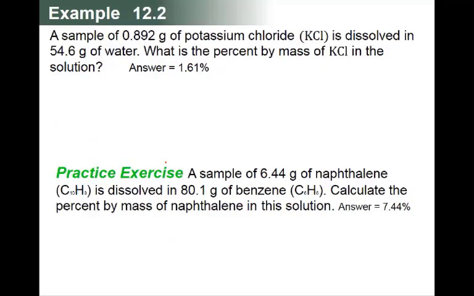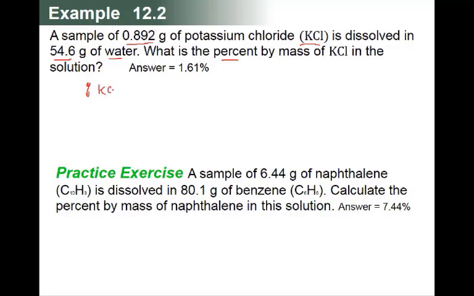Let's come to solve the exercise. So now the first exercise is for the percentage. Percentage is very easy to calculate. Here he is giving you 0.892 gram of potassium chloride KCl, and the remaining is the water, 54.6 gram of water, and is asking you the percentage.